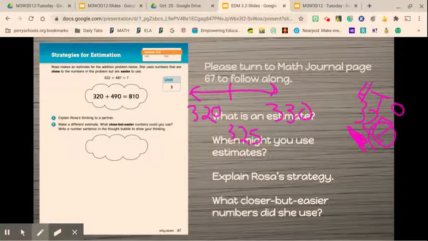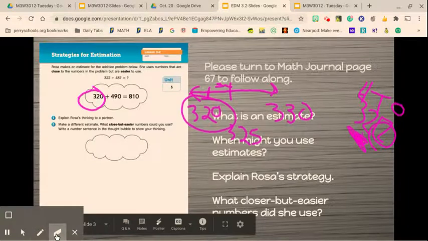And then I find my original number on the number line. Well, 322 is going to be about right here. Because it is on the left side of the 325, I know that I'm going to round to 320. So Rosa rounded to 320 because of the number line.